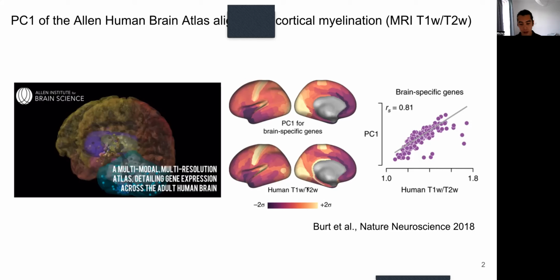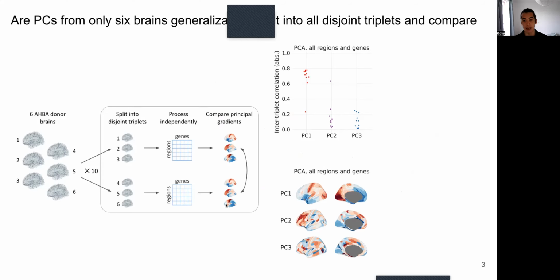But the challenge with looking at higher order gradients is that this is the only data set that we have, the Allen Human Brain Atlas, and it comes from only 6 brains. So how do we know that when we compute higher order principal components, they are reflecting something generalizable about the human population versus just something specific about these 6 brains? You can compute as many as you like, but that doesn't mean they're meaningful, or specifically that they're generalizable. So in our project, we defined a metric for generalizability using the 6 brains.